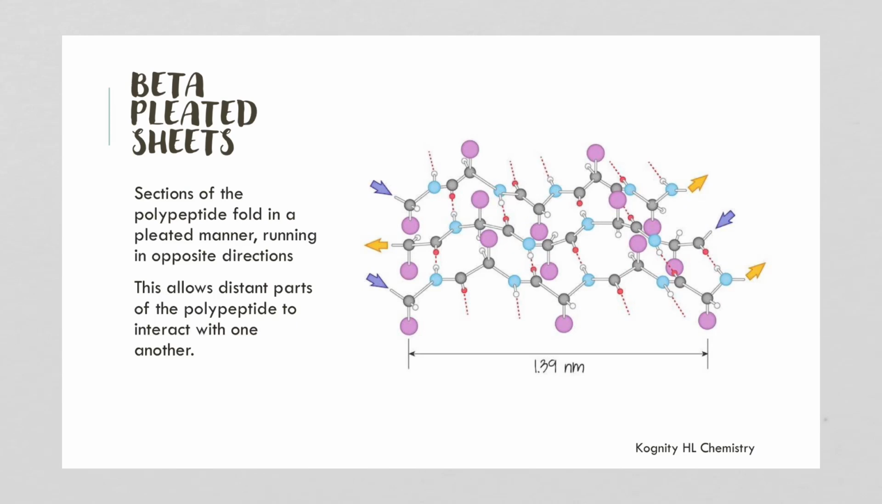Beta pleated sheets, on the other hand, are when parts of the polypeptide fold in a pleated manner and they run in opposite directions. In this case, it allows distant sections of the polypeptide to interact with one another.